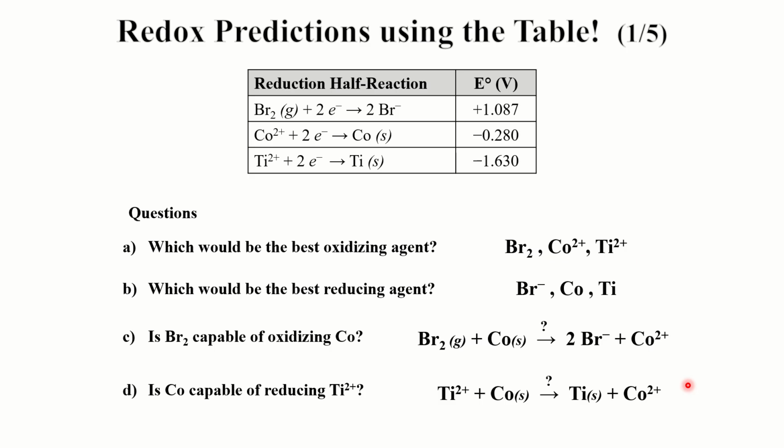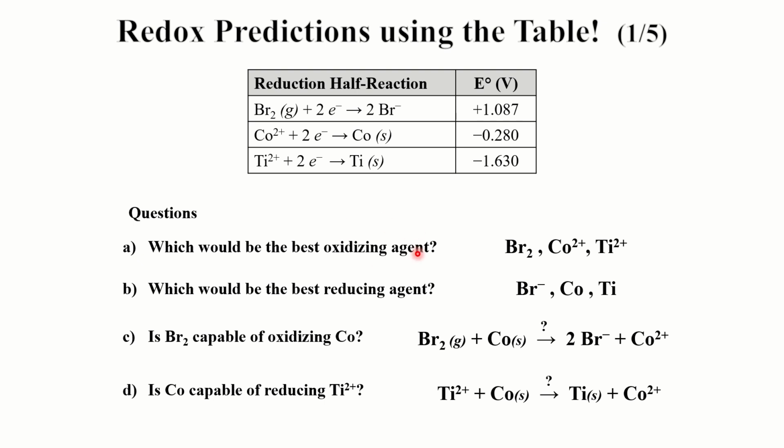So let's do some redox predictions using a table. We're just going to go over A and B right now, and then we'll come back to C and D a little bit later. So letter A, which would be the best oxidizing agent? Br2, Co2+, or Ti2+? So look at these three half reactions right here. Br2, Co2+, and Ti2+. So here we show that Br2 is accepting 2 electrons and forming 2 Br-.